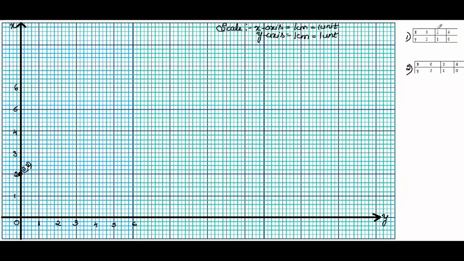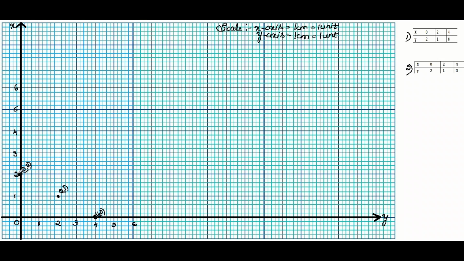Second one is, for x is equal to 2, y is equal to 1. x is equal to 2, y is equal to 1 is this point. Next one is, for x is equal to 4, y is equal to 0. So that is this point itself, because this is the 0th line. Okay, so this x coordinate and y coordinate is the 0th line, where here it is x is equal to 4 and y is equal to 0. That is this point.